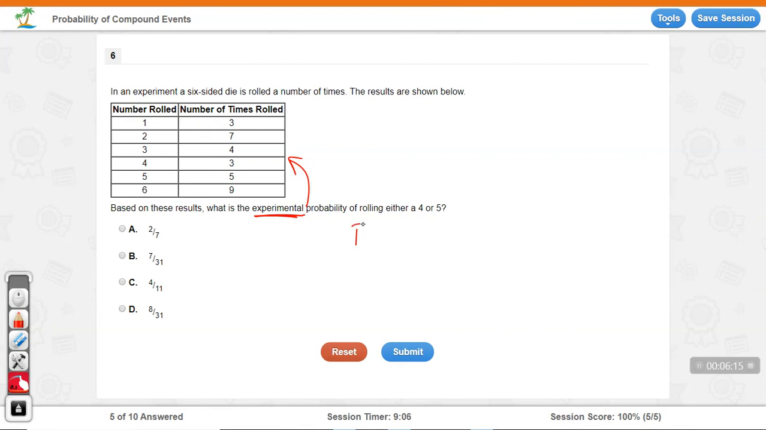So we want either a 4 or, hey, we're getting the keyword or here, a 5. Remember, that keyword or tells us to add the results. So probability of a 4, well, let's find our 4s, that is 3. That was 3 out of how many times it was rolled? Well, let me add them all up. 3 plus 7 is 10, plus 4 is 14, plus another 3 is 17. 17 plus 5 is 22, plus another 9 gives me 31. So 31 possibilities here. So 3 out of those 31 were 4s. That's this one right here.